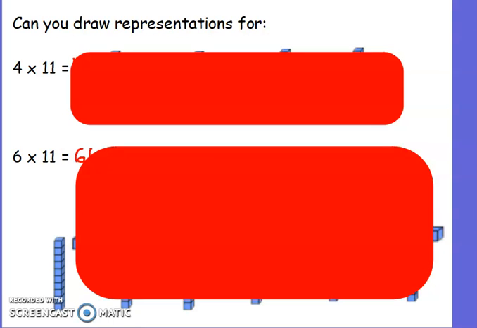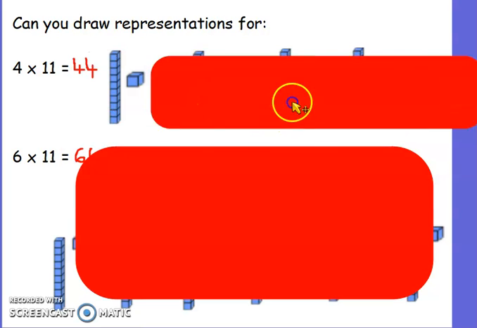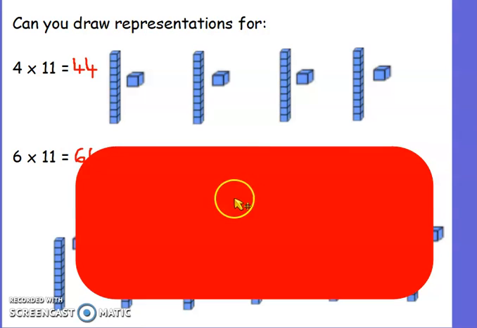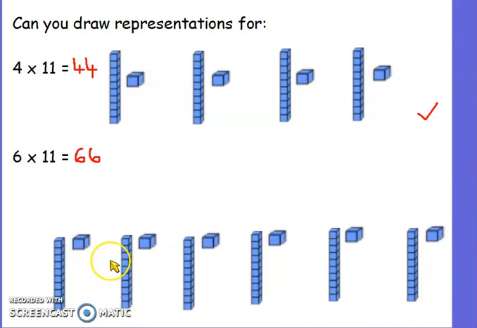Okay, I hope you've had a go at drawing these, even if you knew the answers brain only. It's really good practice to visualise the answer. The first one asks you to represent 4 times 11 with base 10. So the picture in your book should look like this. 1, 2, 3, 4 11s equals 44. Give yourself a tick if you got that right. The second challenge asks you to do 6 times 11. 1, 2, 3, 4, 5, 6. 6 times 11 equals 66. Well done if you got that right, give yourself a mark.